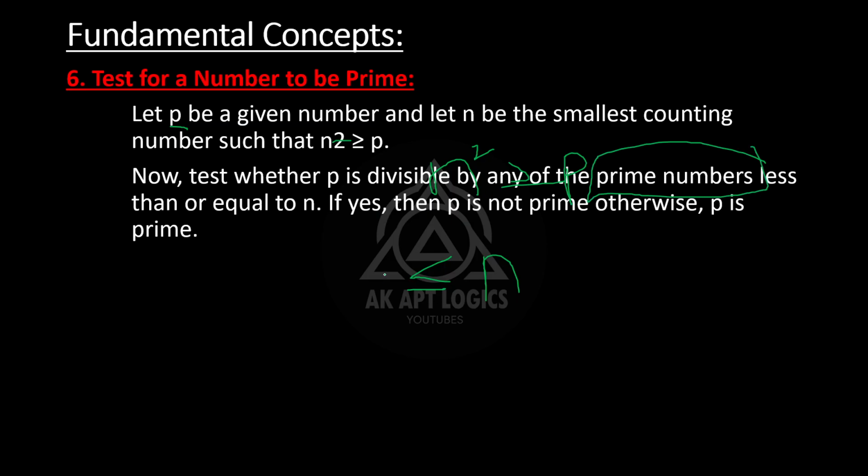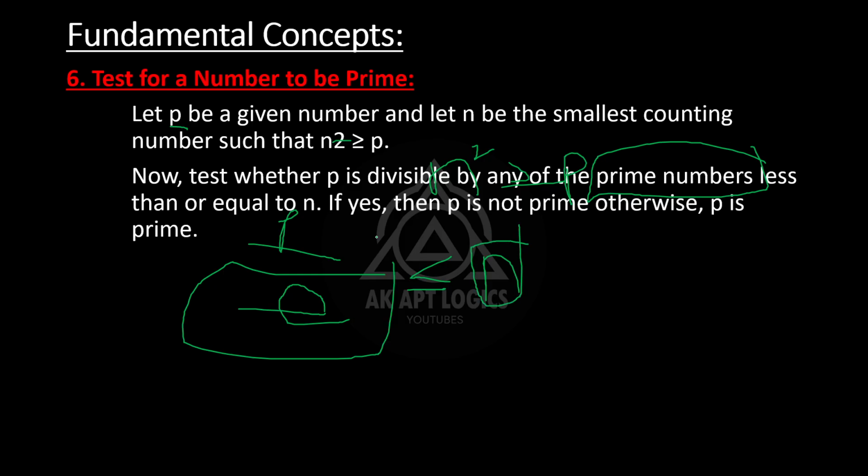If the number p is divisible by those prime numbers which are less than n, then the number is not a prime number. If the number p is not divisible by such numbers, those numbers which are less than n, which satisfies the condition n square greater than or equal to p, then we can say that number is a prime number. Let's discuss an example.